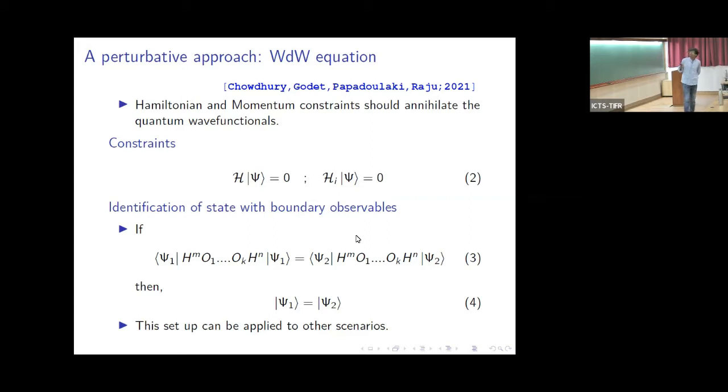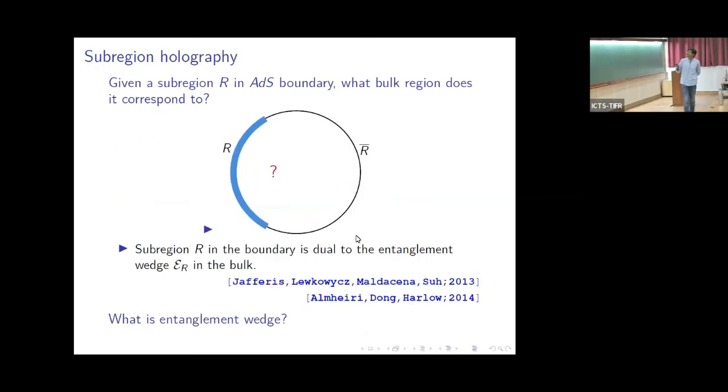Now this is a nice setup, and we can apply it to other scenarios. One of the scenarios is subregion duality, which I am going to talk about now. Given a subregion in the AdS boundary, now it is just a constant time slice, just a disk. We take one subregion of it, say R, and its complement is R bar. The question is, what is the bulk dual to this? There are some conjectures by Maldacena and other people.